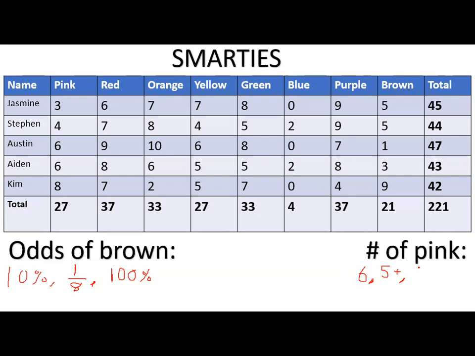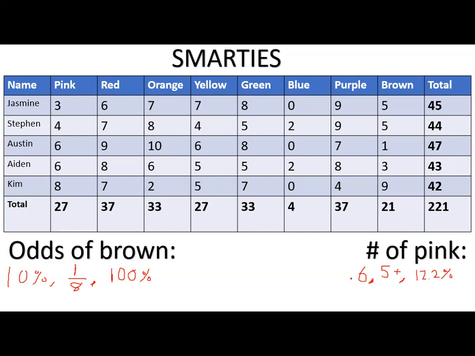What did everyone get for pinks, out of curiosity? I got 12.21%. So you got 12.2. Oh, so 12.2% of your box? Yeah. Okay. So some of you went, I'm going to have this many pinks. Some of you went, I'm going to have it as this percentage. Okay.